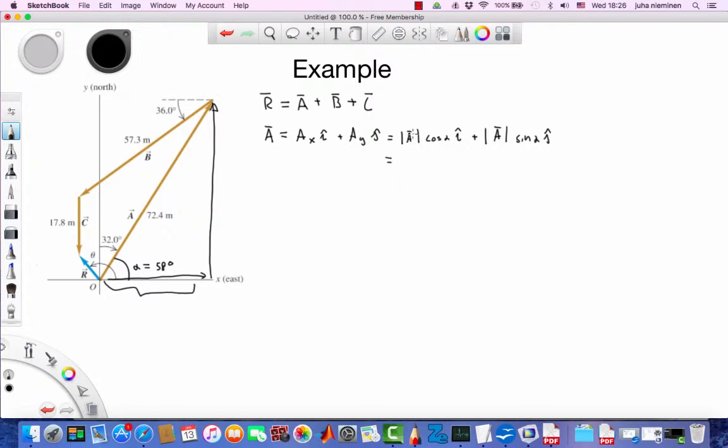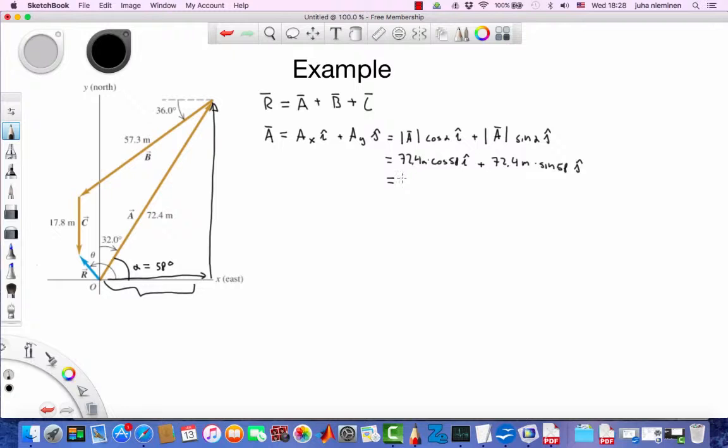So what is the length of the vector A? 72.4 meters times cosine 58. Same with the y component, 72.4 meters, I'm missing a meter there, times sine of the same angle. And this is in the y direction.